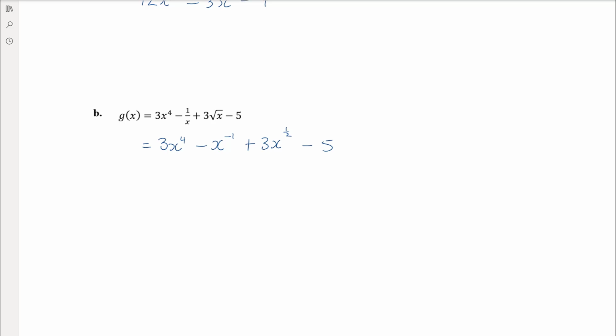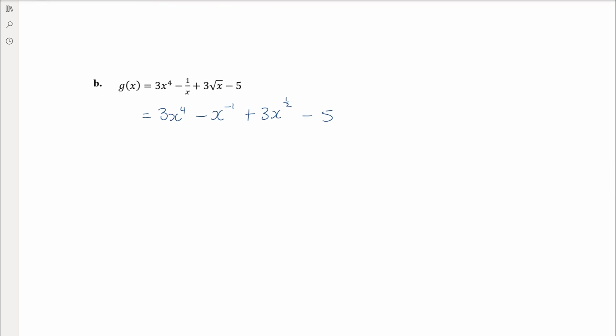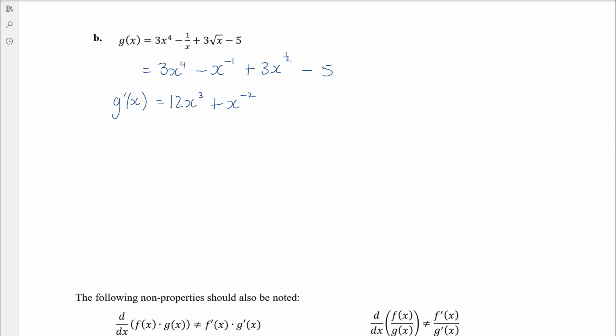So now that I've rewritten so I can see everything as x to the power of n, and I've only got addition and subtraction, I'm now ready to differentiate. So derivative, and this time I'm not going to write it out separately, so we're going to get 3 times 4, which is 12x cubed. We're going to get negative 1 times negative 1, which is plus x to the negative 2. Be careful with the negative powers. When you subtract 1 from negative 1, you get negative 2.